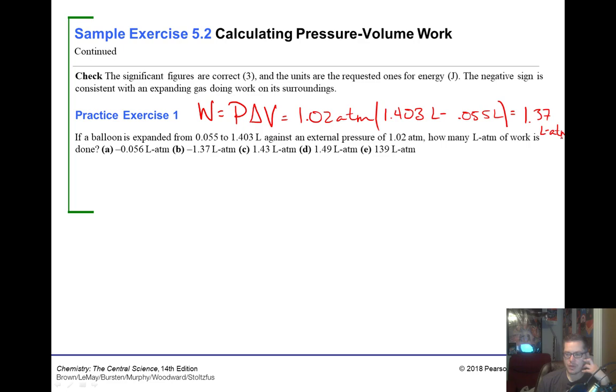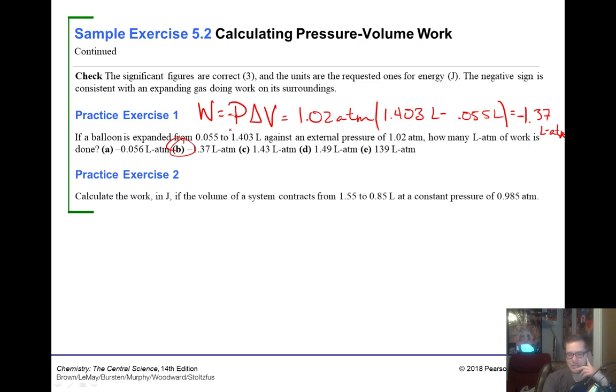But we have to think about this for a second. If we punch this into our calculator, it gives us a positive work, and this implies that work was done on our system, but that's not what exactly happened. The balloon expanded and did work on the surroundings. So that means our work done had to have been negative, right? So we'll add that negative value, which shows that we did 1.37 liter atmospheres of work on the surroundings.